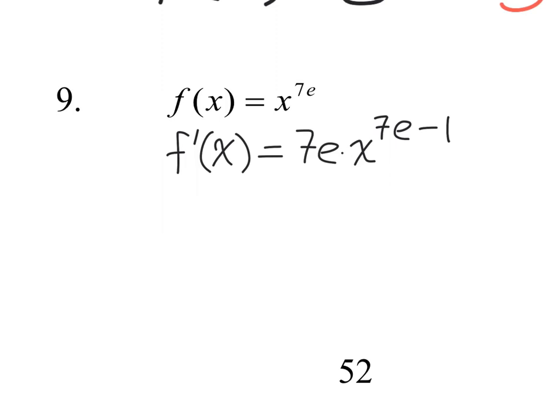It's not an exponential function. It's a power function, right? Because the base is the variable and the exponent is a number, right? 7 times e. So, power function, power rule. When you're dealing with an exponential function, you would have a base that's numerical and a power that's variable, so it's the reverse.